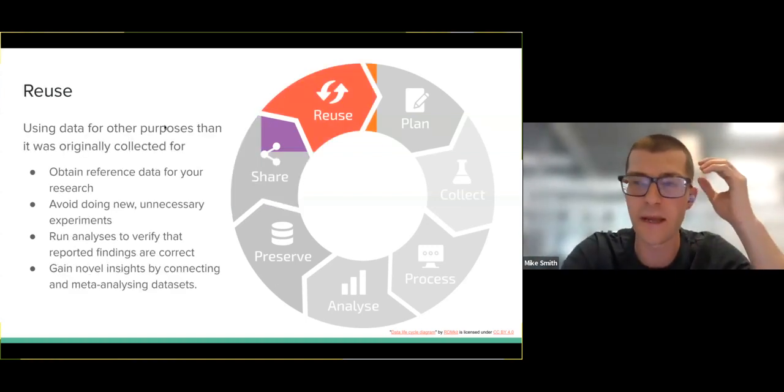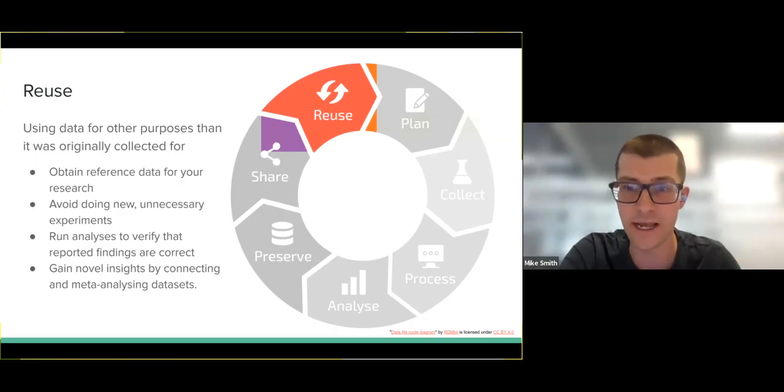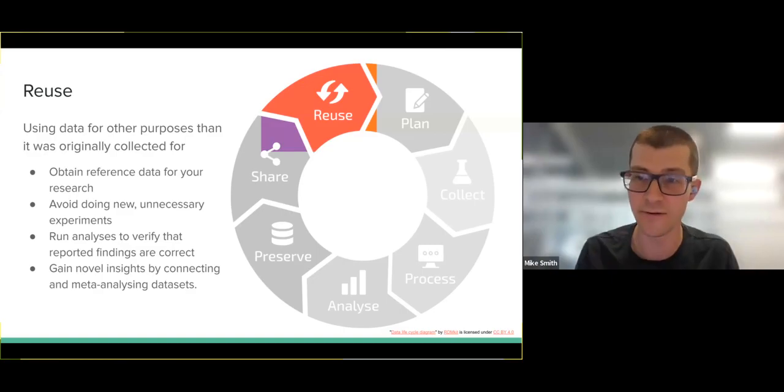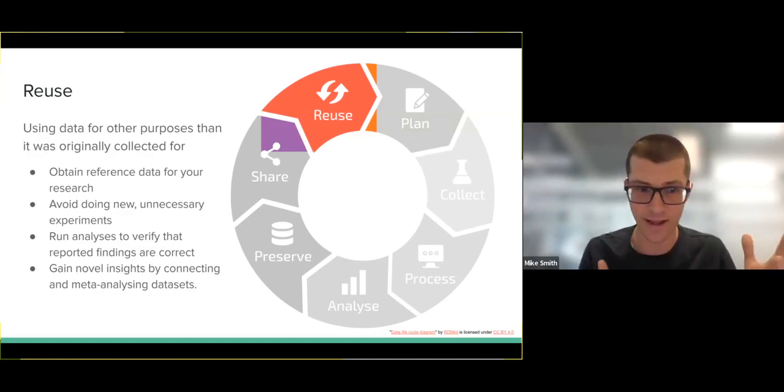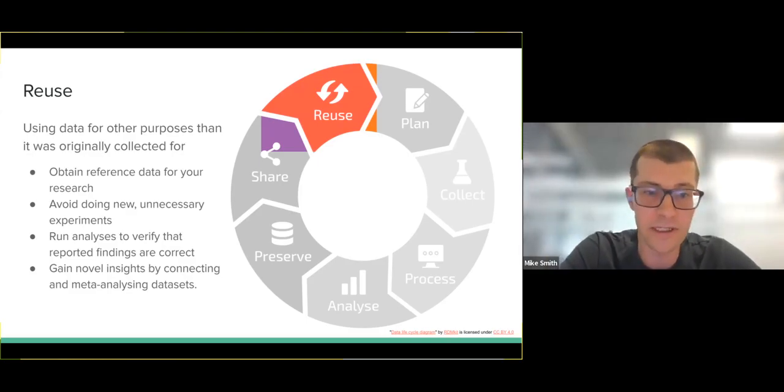And then the final step here is reuse, which is also potentially the first step in a new cycle, right? This is finding data that other people have shared that is relevant for your science, and then working with that rather than generating your own. So then the collection step would literally be: I'll download their data and I'll start working with that rather than running my own experiments. And the idea here is to avoid doing unnecessary experiments.